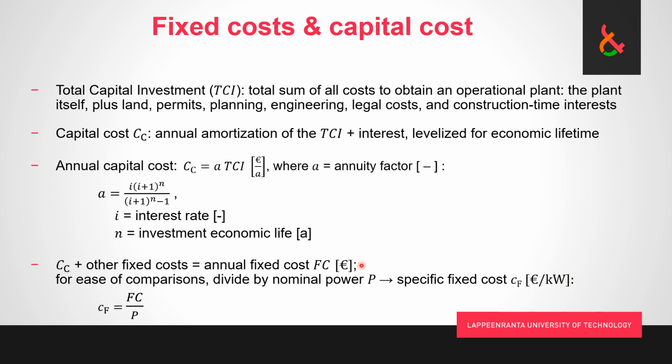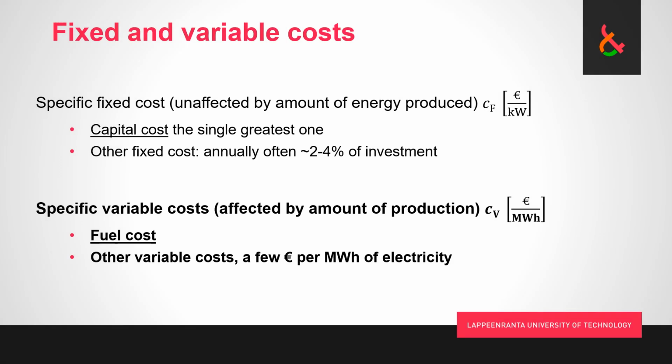So how do we get to the specific fixed cost? We take the annual fixed cost in euros per year, we divide it with the nominal nameplate power of our power plant, and that's going to be our specific fixed cost. Now, that was the fixed part. Now let's move to the specific variable cost.